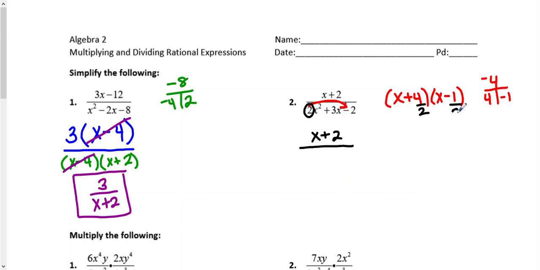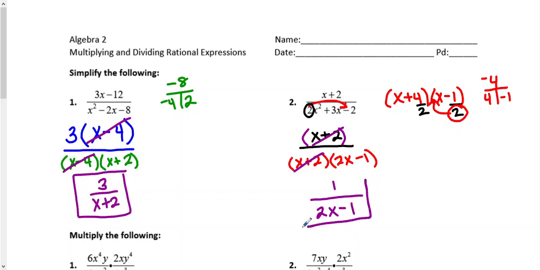So if I divide both parts by 2, this leaves me with x plus 4 divided by 2 is 2, so it gives me x plus 2. And then negative 1 divided by 2, well, that leaves me with a fraction, so I take this 2 and move it to the front, which gives me 2x minus 1. Now again, things have to be exactly the same, so I have x plus 2 on the top and x plus 2 on the bottom. I can cancel them out. So top of my fraction, I'm left with a 1. Bottom of my fraction, I'm left with 2x minus 1.